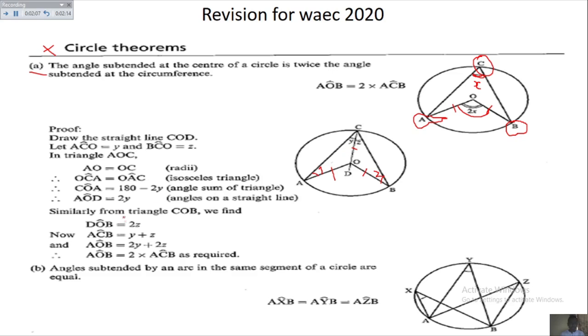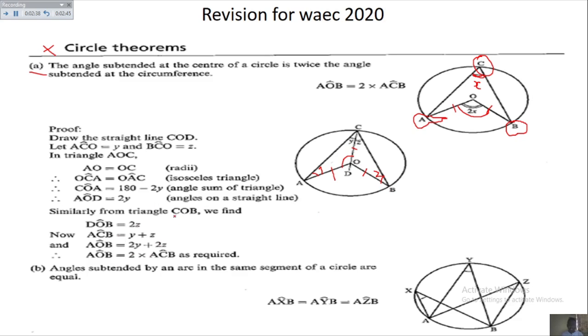Therefore, in this particular case, for angle COA, if I want to get this, you know what to do. This plus this equals 180, and Y plus Y gives you 2Y. Then by the time you remove it from 180, you get this particular angle. Similarly with this particular one.